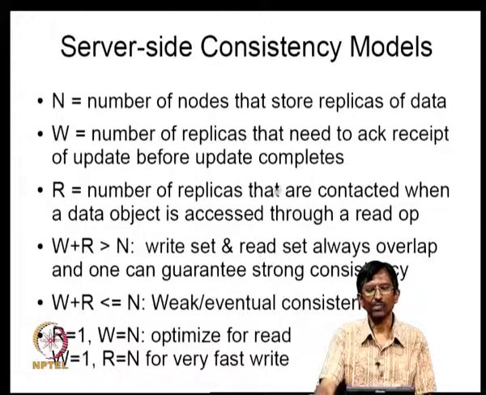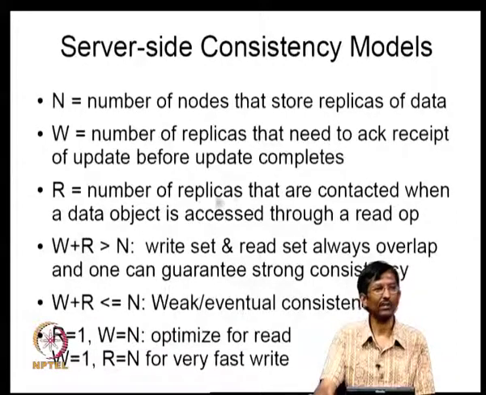And R is the number of replicas that are contacted when a data object is accessed, to read. Because in these kinds of systems, some of these replicas may not be current. So it might be your bad luck that whatever you contacted may be out of date. So you can control that by having R also.